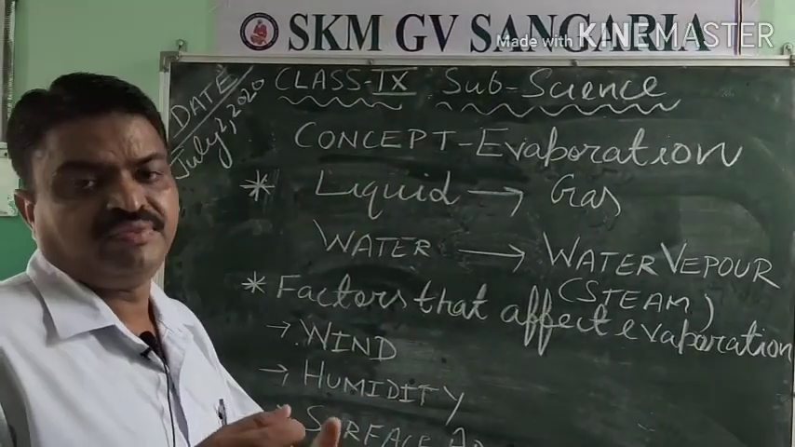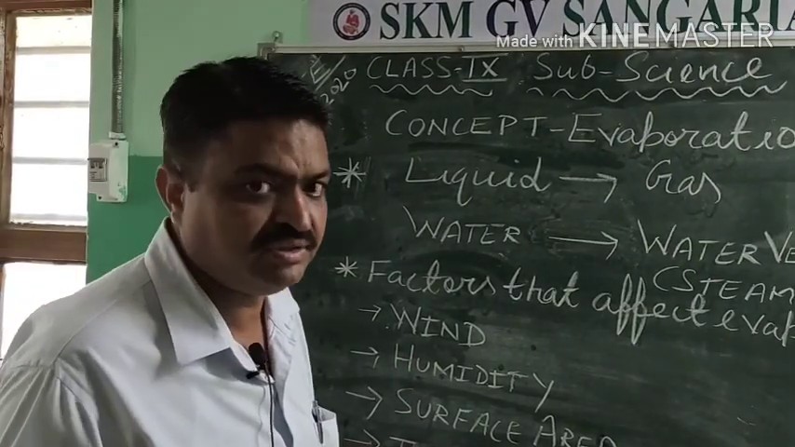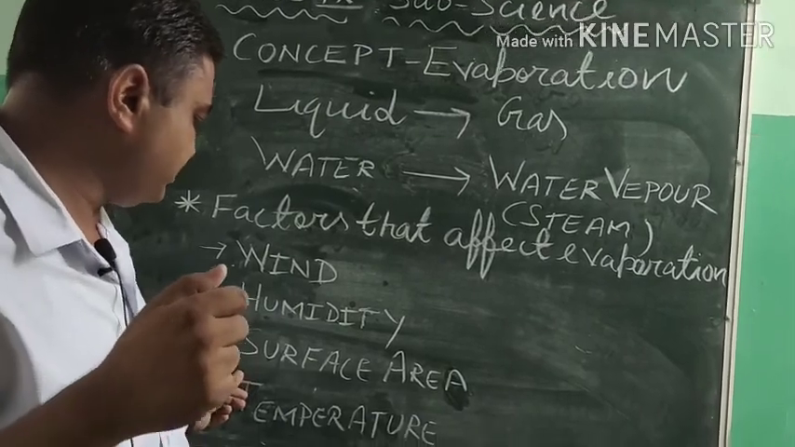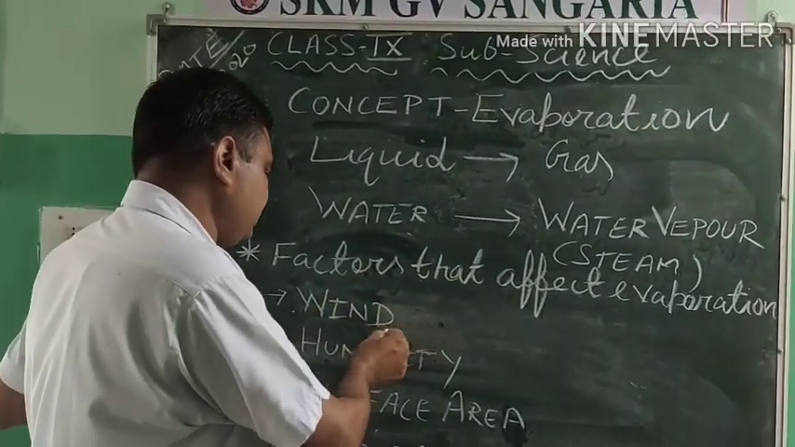Now the factors that affect evaporation, or the speed of evaporation, are wind, humidity, surface area, and temperature. First we will discuss the wind.